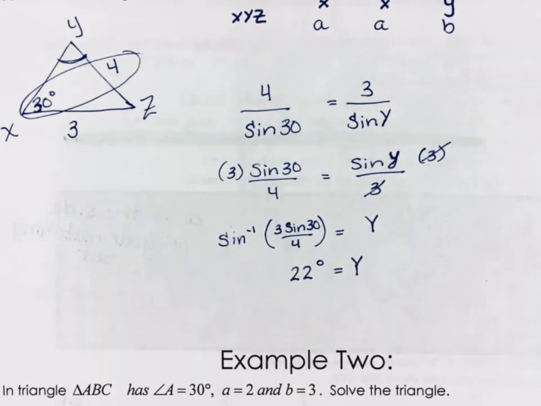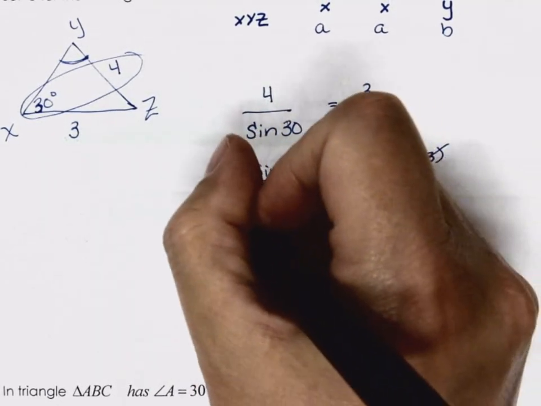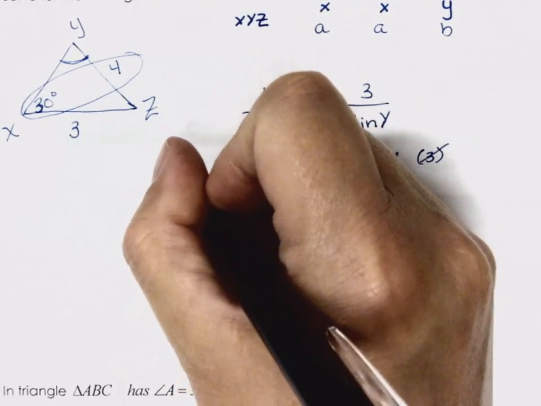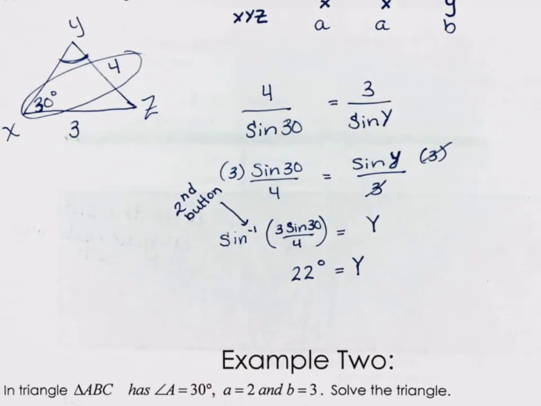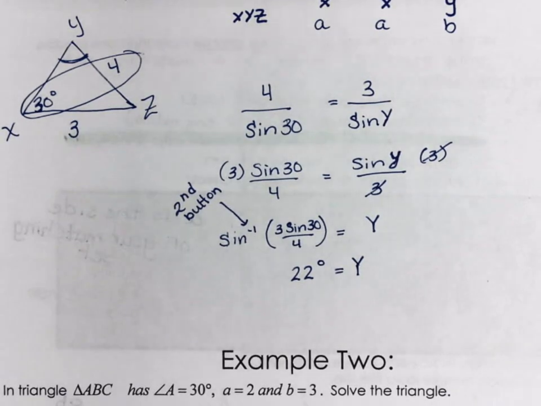Did you guys get 22 degrees? If you didn't, remember this indicates that you have to use your second function button or your shift button, depending on what calculator you have. Mine's a second button. Some will say shift, but it's usually second or shift. Make sure your calculator's in degrees, because you might cry if it's not. Or you'll get a funky answer for sure.